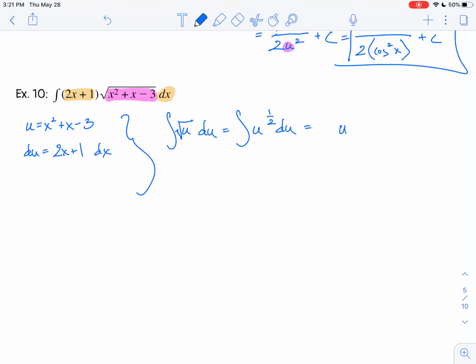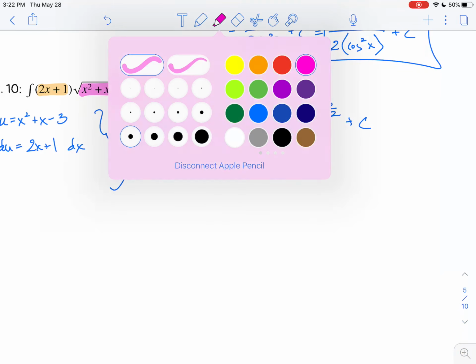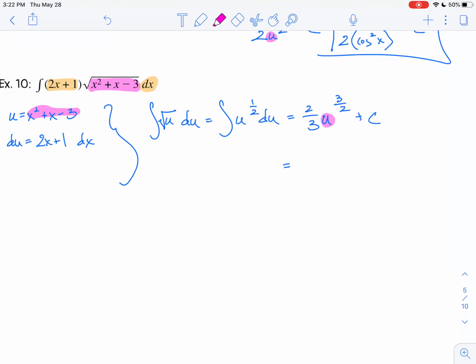And then we can use our power rule. So power rule says I'm going to add a power. So 1/2 plus 1 is 3/2. And then the reciprocal of that is my coefficient. And because I don't have any bounds, make sure you have the plus c. All right. Almost done. We're just going to put back in our u. So everywhere I see a u, I'm going to put in x squared plus x minus 3.